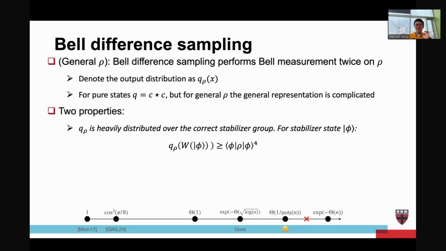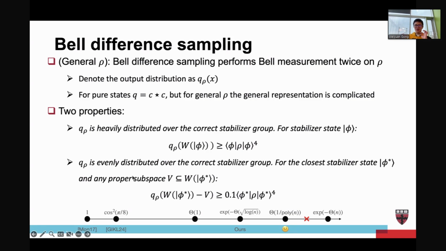The first one is that Q rho is heavily distributed over the correct stabilizer group, which means that for a stabilizer state phi, the support on the stabilizer group for this phi will be larger than the fidelity between phi and rho to the fourth order. So it is heavily distributed.